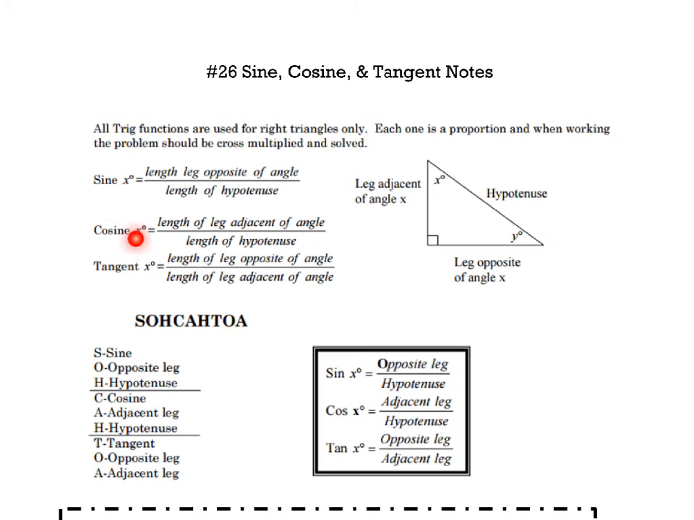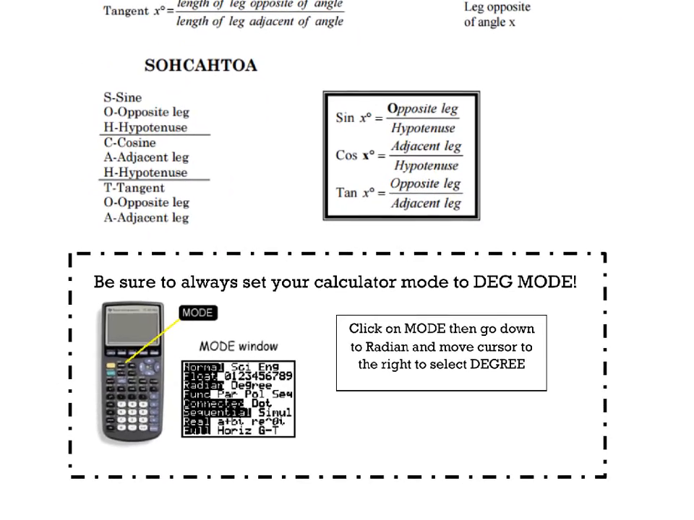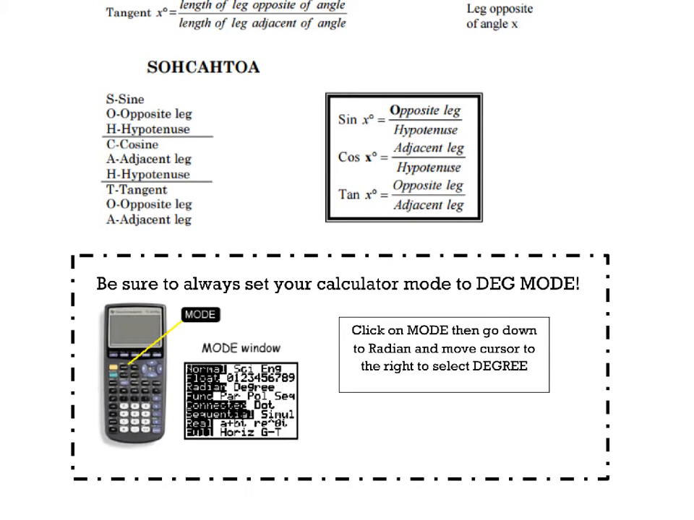This is all basically a review of SOHCAHTOA. All trig functions are used for right triangles only. Each one is a proportion, and when working the problem, you should cross multiply to solve. And that's when we actually get into setting up problems. Remember, very important about SOHCAHTOA is that for sine, you're looking at opposite over hypotenuse, cosine, adjacent over hypotenuse, and tangent is opposite over adjacent.